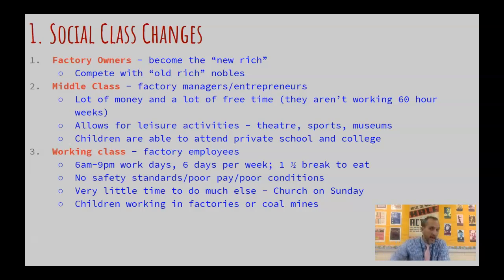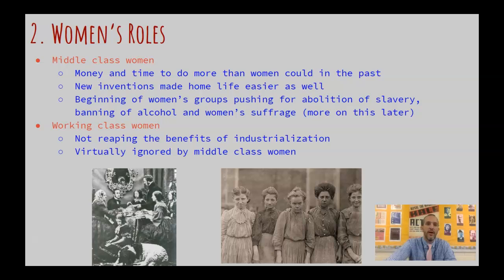There's almost no time to do anything else except for church. Church is on Sunday. There's no work that day, so you are expected to go to church. And we are eventually going to see children working in these factories because they can be paid less. If you pay someone less to do the job, that's more profit for the factory owners, the managers, and the people who invest in these businesses. Eventually we're also going to have children working in the mines, so we're going to see the growth of child labor.